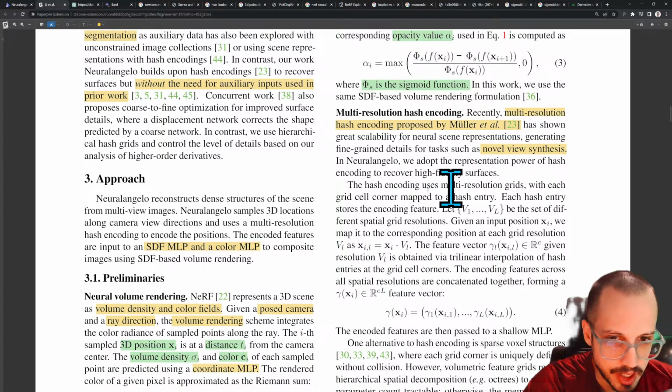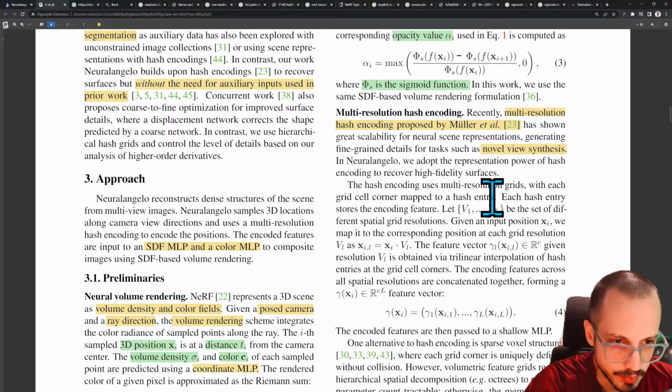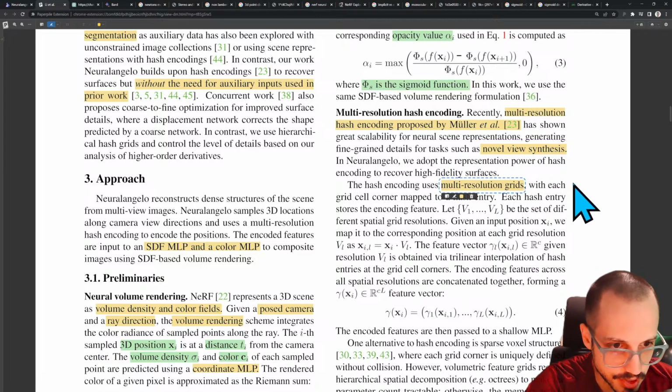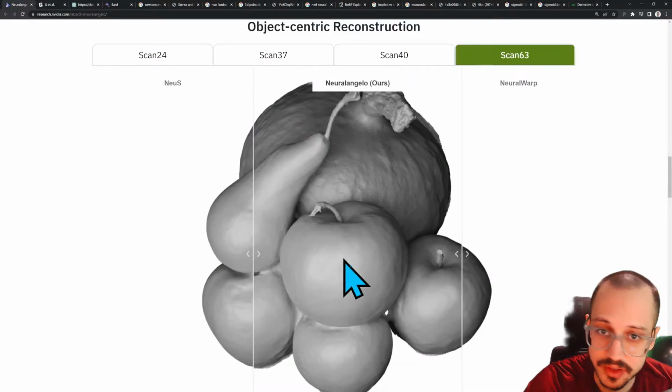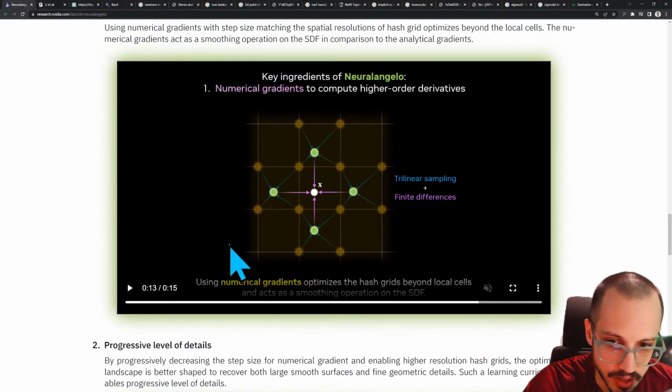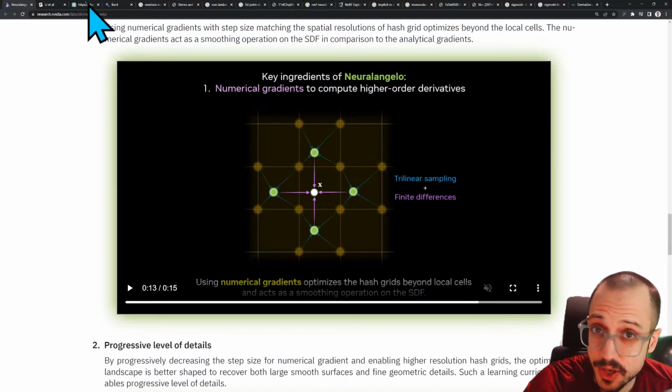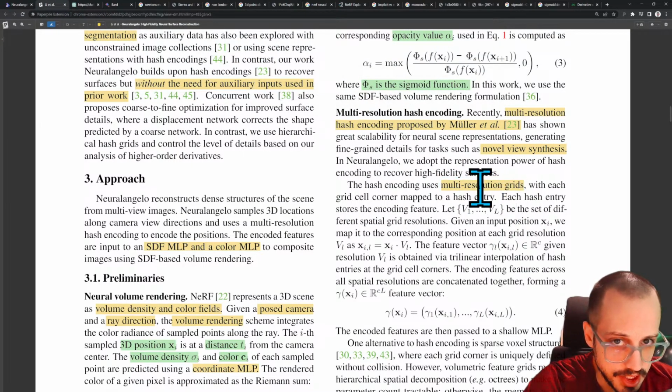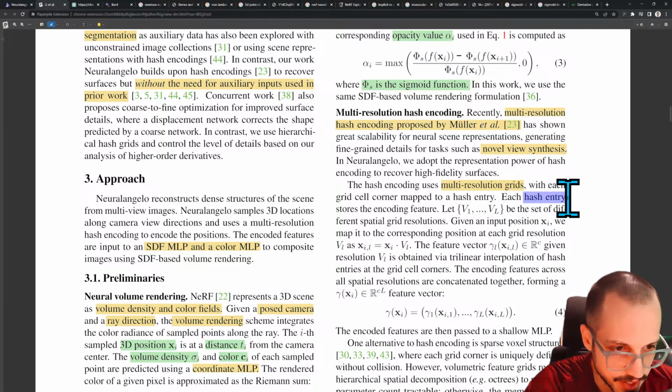We adopt the representation power of hash encodings. Hash encodings uses multi-resolution grids, right? So grids there with an S, where you're going to have basically multiple grids at multiple resolutions. You're going to have a coarse grid, where basically the squares are going to be very big, and then you're going to have a fine grid where the squares are going to be very small. Each hash entry, right? So every time you see hash, just in your head, think Python dictionary. So each item in this Python dictionary is going to store the encoding feature.